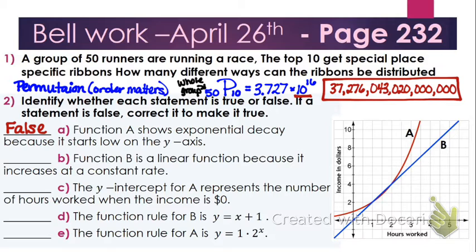It does start low on the y-axis, but then what happens to it? It grows. It gets bigger and bigger and bigger. So what could I change about this statement to make it true? I could change this to exponential growth instead of decay.